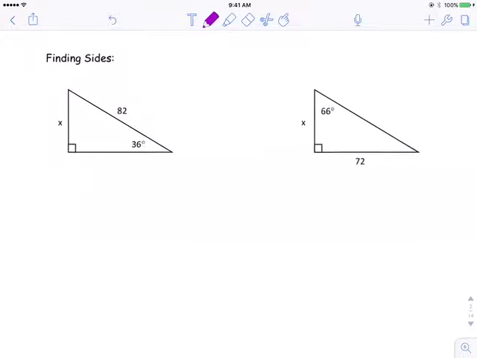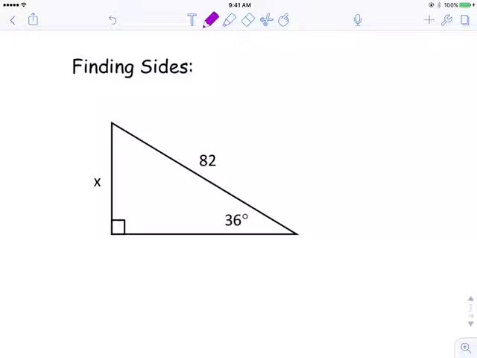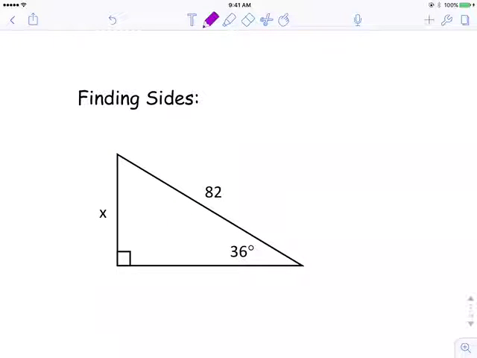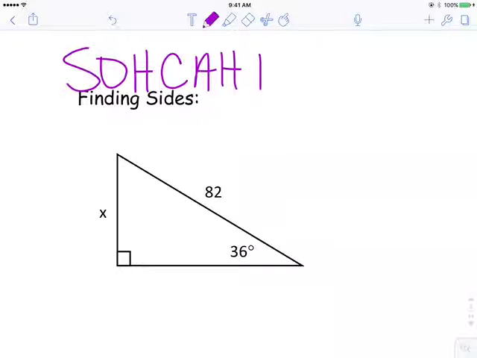Okay? So first type. Again, first thing I always do, write down that acronym. Sine, cosine, tangent, SOHCAHTOA. Tells me the three trig ratios, tells me that sine is opposite over hypotenuse, cosine is adjacent over hypotenuse, and tangent is opposite over adjacent.